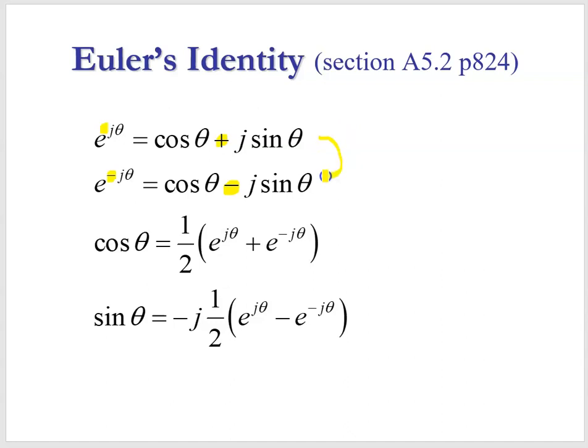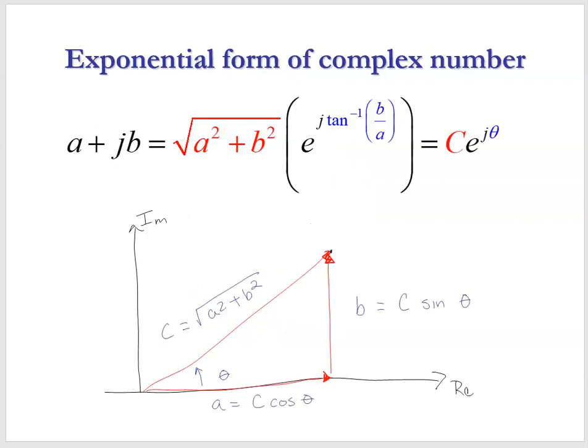So with these two, we don't have to memorize the cosine and the sine, but we can solve for the cosine and the sine in terms of the complex exponential representation. So the other form that we might want to use our complex number in is polar form. So we can convert to polar form just like we do with vectors.